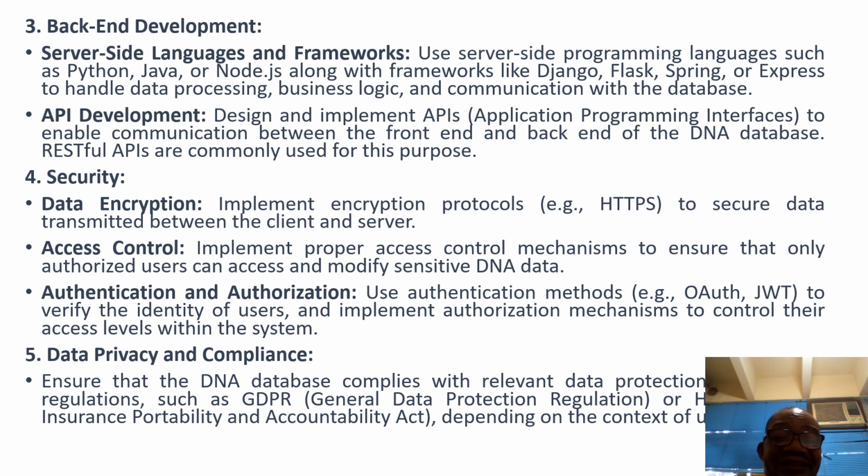Then authentication and authorization. We use authentication to enable users to log into the system. Authentication helps us to identify the users. So they are usually authenticated by inputting their usernames and passwords. And we can also implement authorization mechanisms to control their access level within the system. So authorization gives the user access to do certain things on the system. If a user is not authorized to do certain things, then he will not be able to do it.